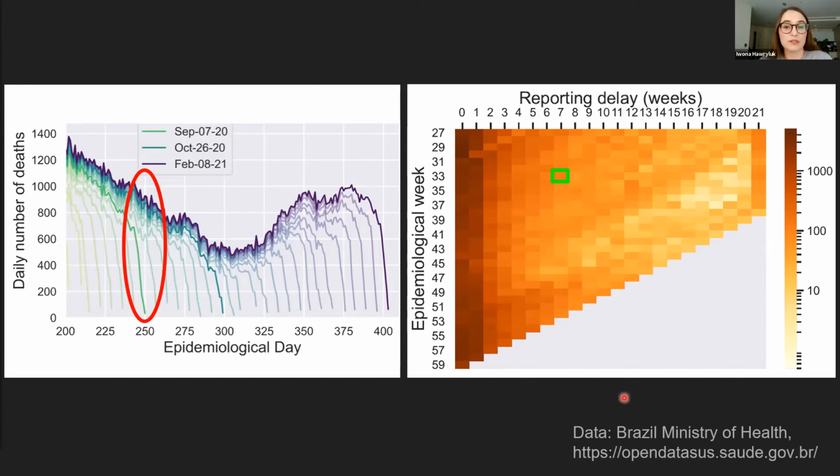So if you want to know how many deaths occurred last week, you would look at the last row, like I highlighted here, but you only know how many deaths were reported without any delay, with delay equals 0, and you don't know how many will be updated in the coming weeks. So you can see all those empty cells here.